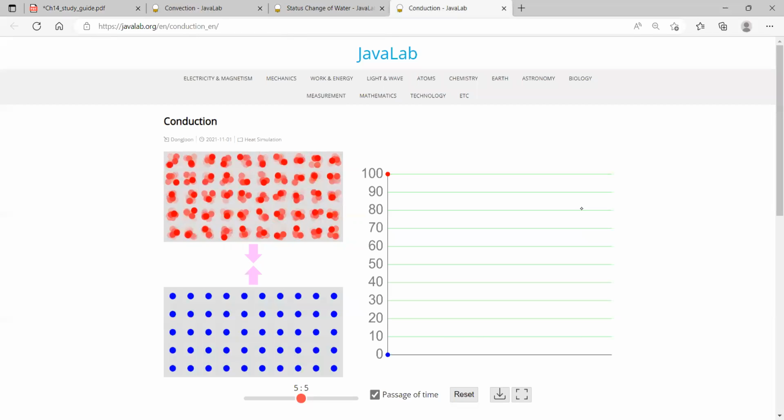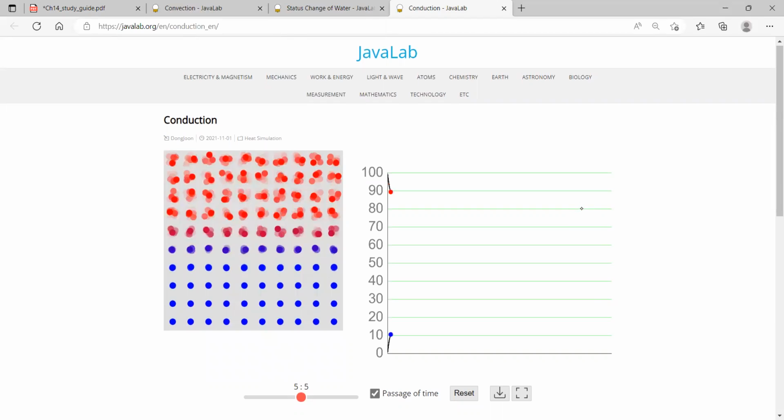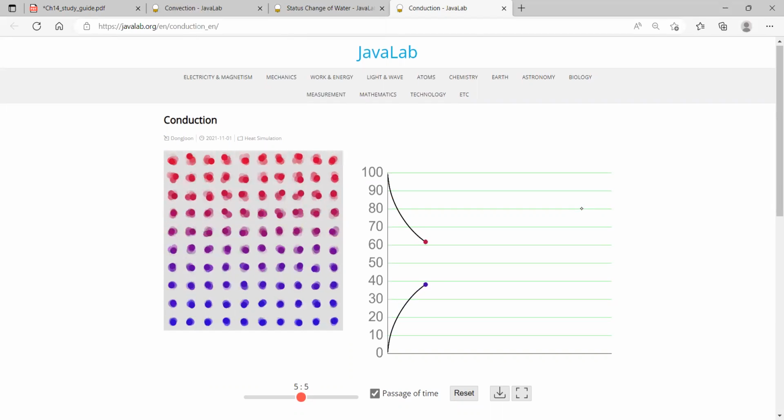We know already that at some point equilibrium happens and the temperature of both objects is the same. You already saw this in the last class. Equilibrium is happening as time goes on. You see that the hot object's temperature is decreasing and the cold object's temperature is increasing, and at some point they will have the same temperature. This is basically conduction because they are in contact with each other.